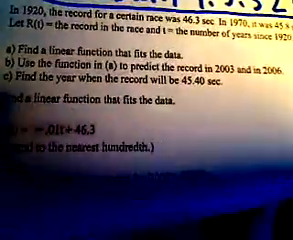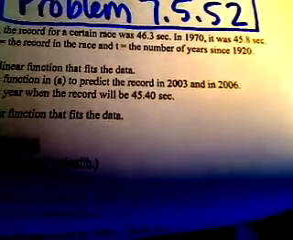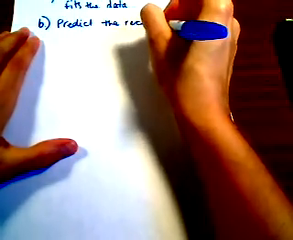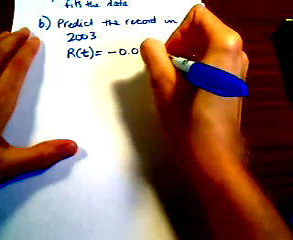In part B, if we go and look at part B, they say use the function in A to predict the record in 2003 and then in 2006. And I'll just do 2003 because 2006 is done in the same way. And you can take a look at that. So part B, they want us to predict the record in 2003. And here's the function that we found.